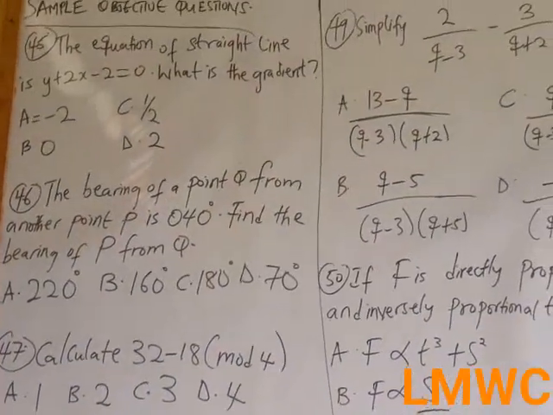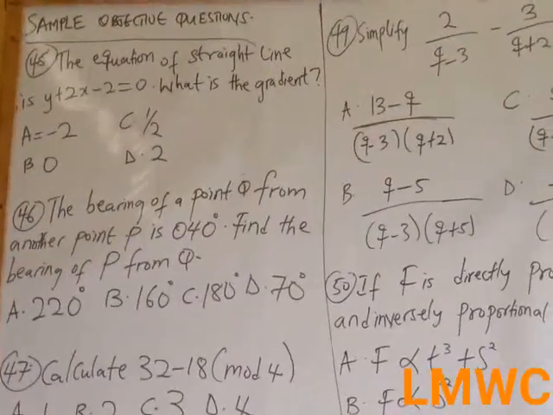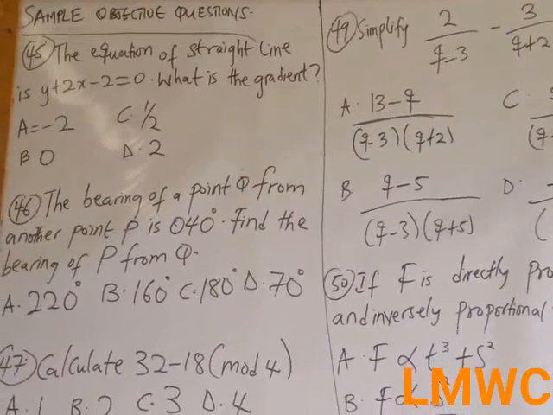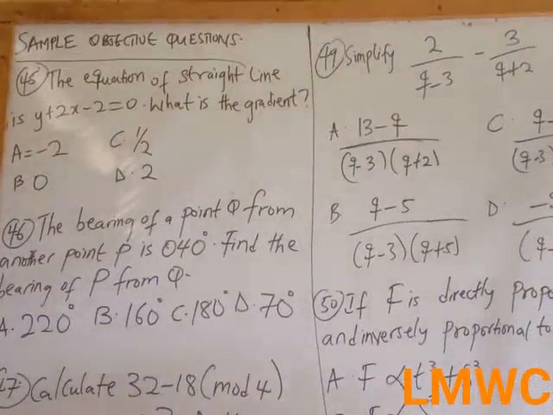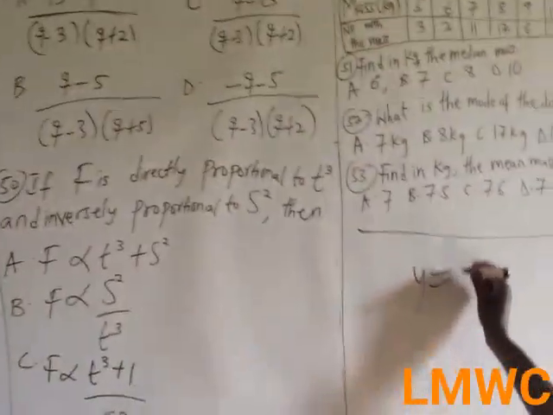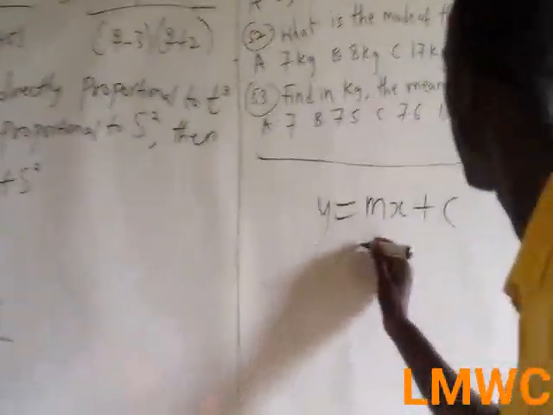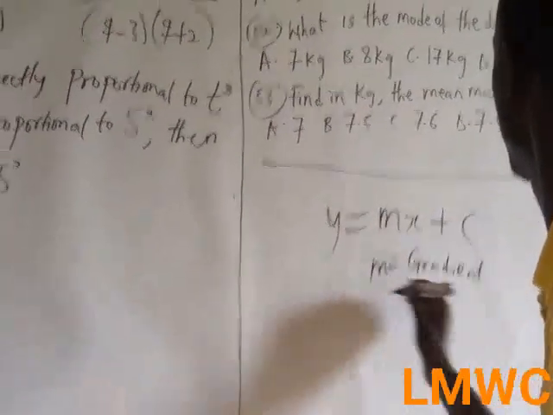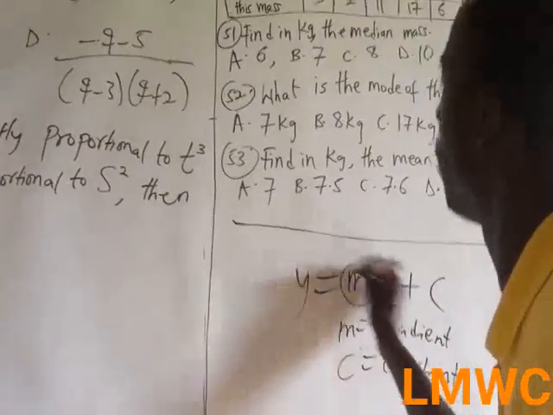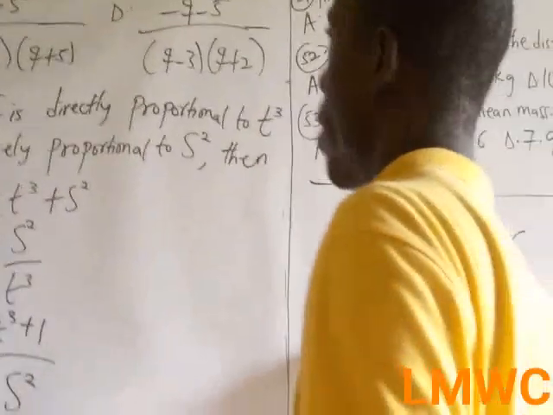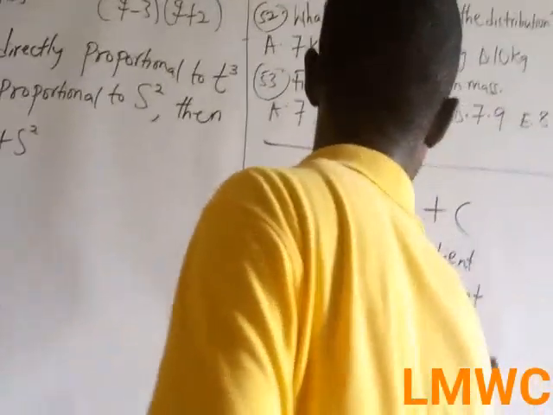Now, question 45. The equation of a straight line is y plus 2x minus 2 equal to 0. What is the gradient? So this is the equation of a straight line formula, y is equal to mx plus c, where m is the gradient and c is the constant. But now we want this m, and they have given us y plus 2x minus 2 equal to 0.